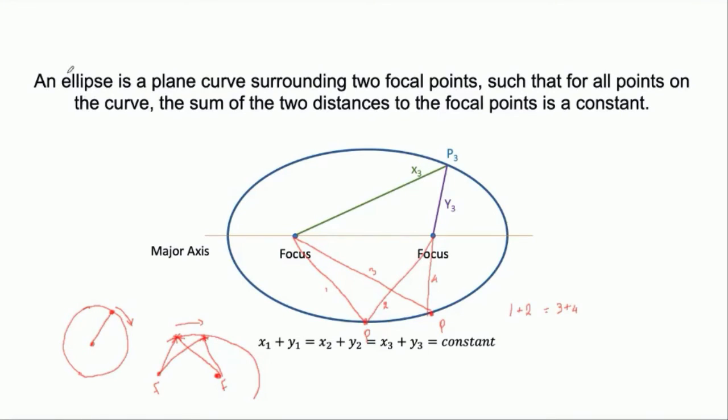Yes, sir. So that is what we have discussed here. An ellipse is a plane curve surrounding two focal points such that for all points on the curve, the sum of the two distances to the focal points is a constant. Kindly make a note of this definition here, and if possible try to draw this also. And we have one more definition for the ellipse as well.